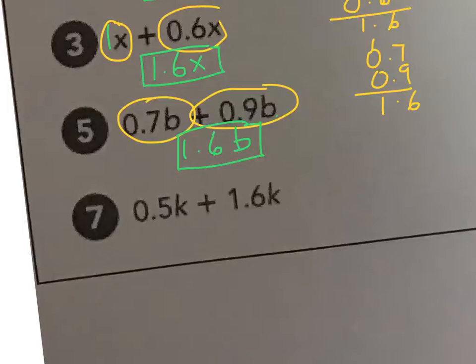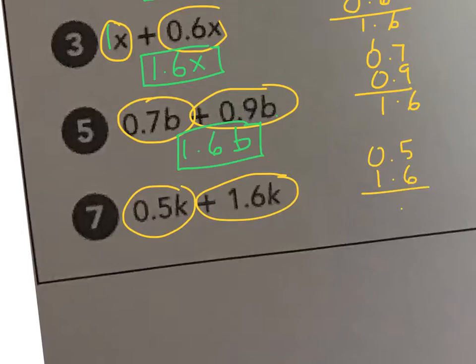All right, here we go. 0.5k plus 1.6k. 0.5, 1.6. Line them up. That's 2.1. Okay, I'm going to rewrite that. That is sloppy. 2.1. Okay.